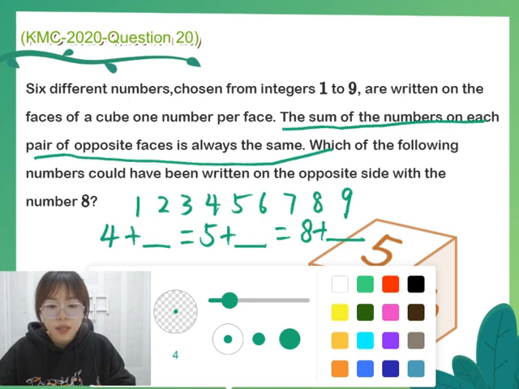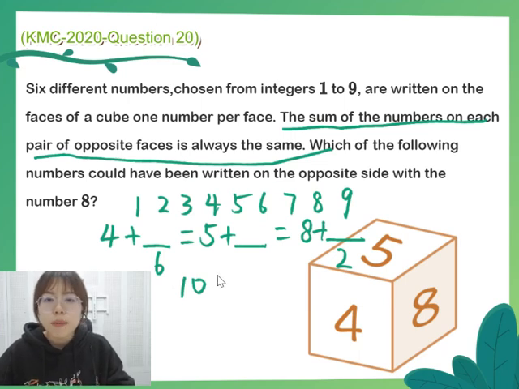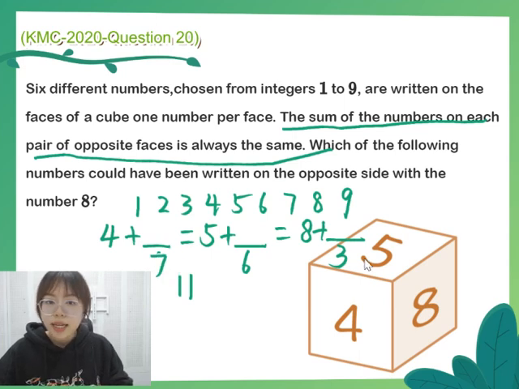What if the sum is 10? If the sum is 10, 8 plus 2, 6 plus 4, and what about the 5? 5 needs another 5 to make 10, but we only have one 5. So 10 isn't okay. Let's try more. What about 11? If it's 11, 8 plus 3, 5 plus 6, and 4 plus 7. That makes sense, right?